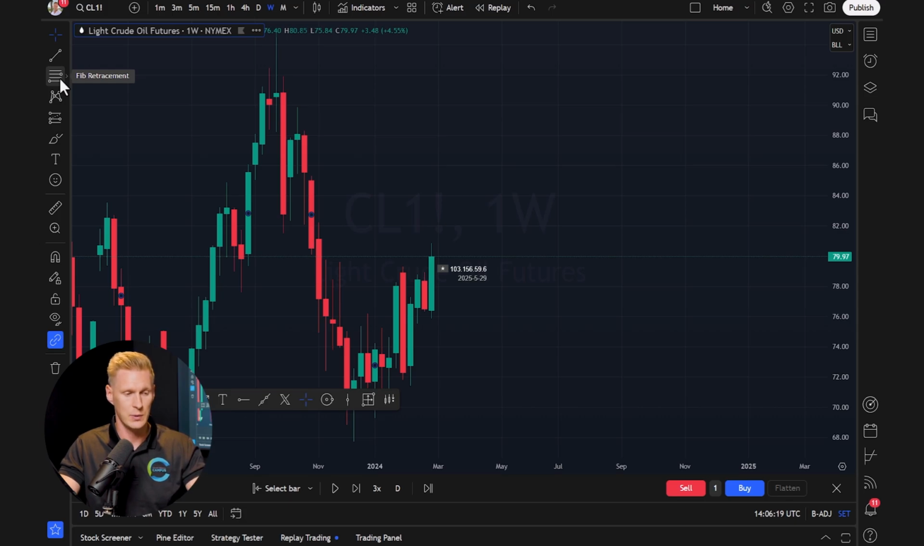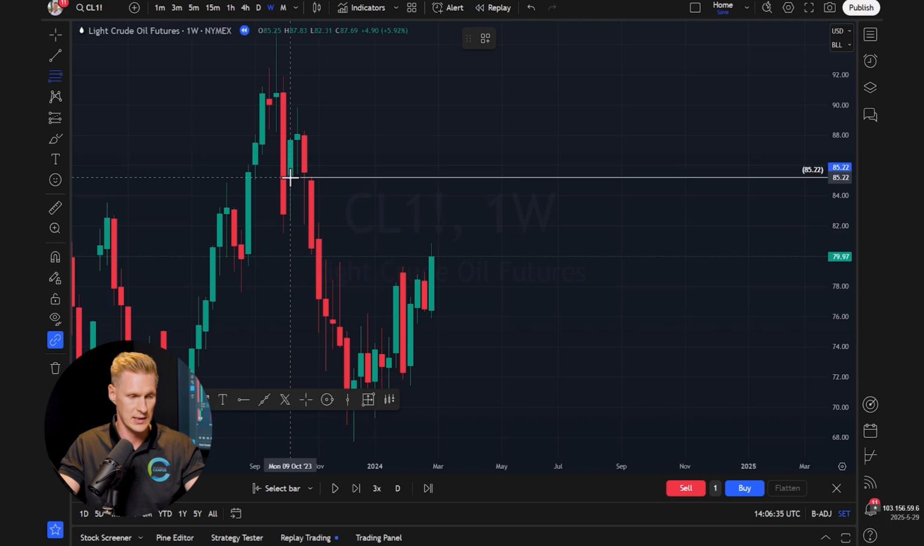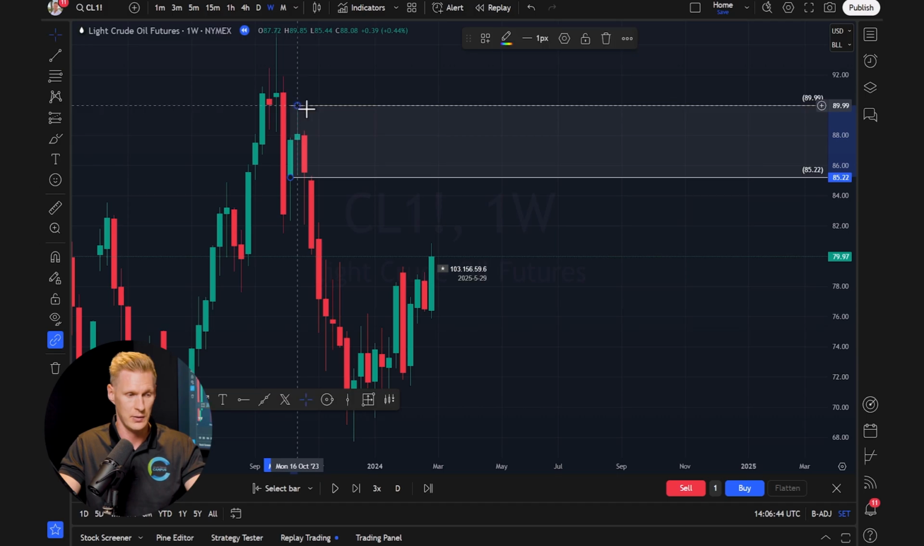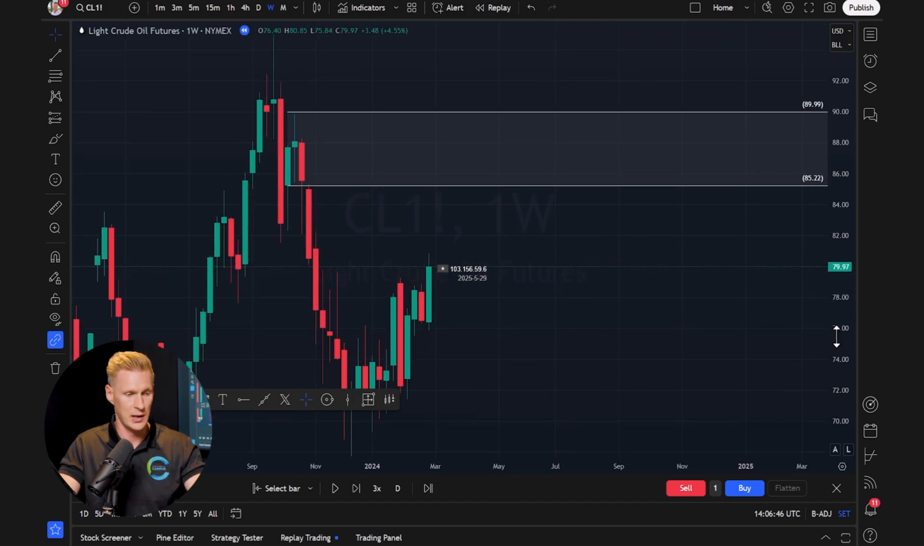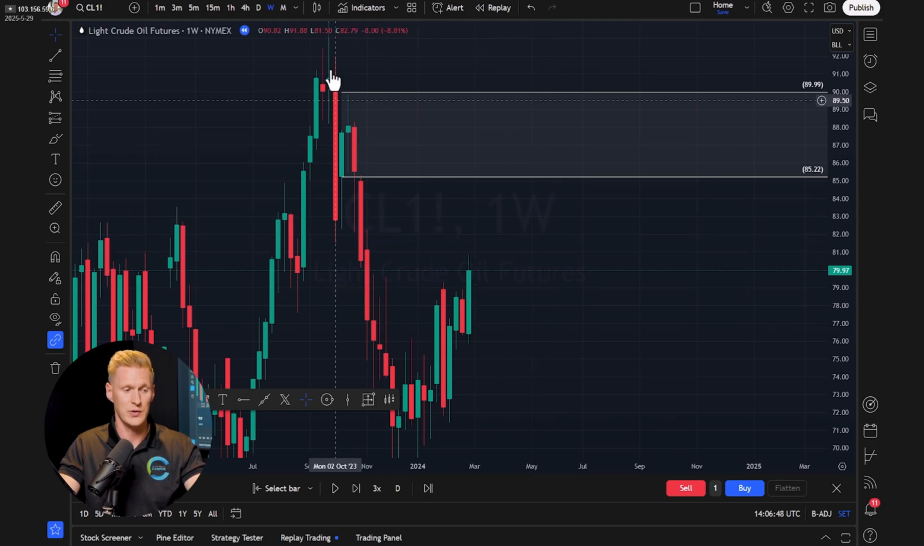Again, we have 2 lines. We will always start with the proximal line. And for the preferred version, okay, we will place the proximal line on the lowest body of the base candles. Okay, that is here. And the distal line on the highest wick of the base candle or leg out candle, whichever is higher. Look, this one is the preferred version of the drop-base-drop.